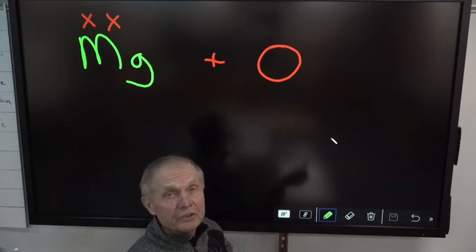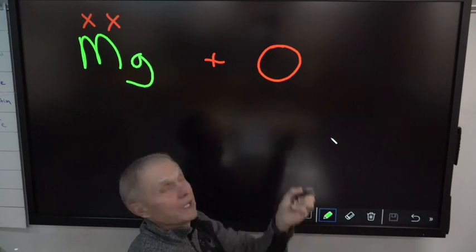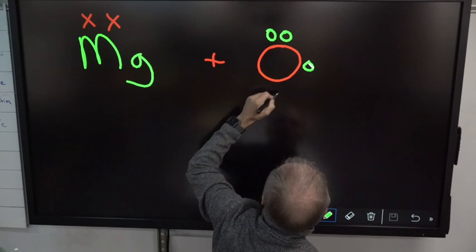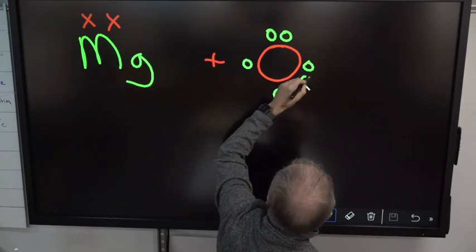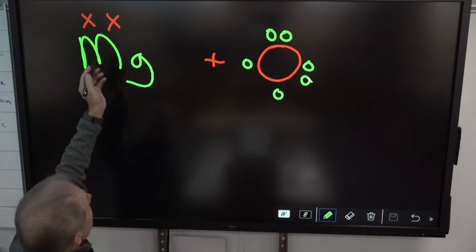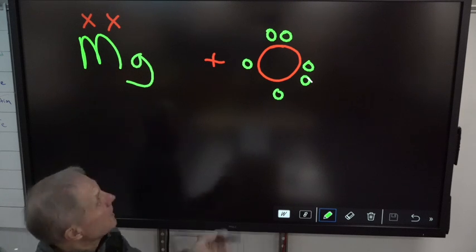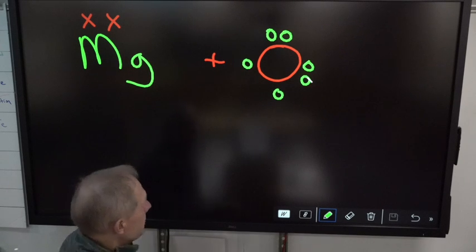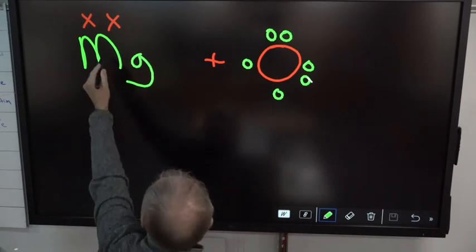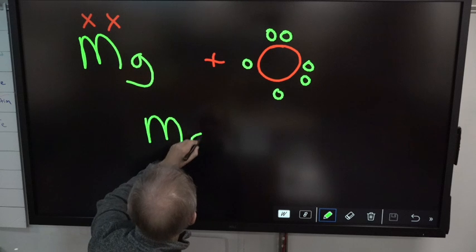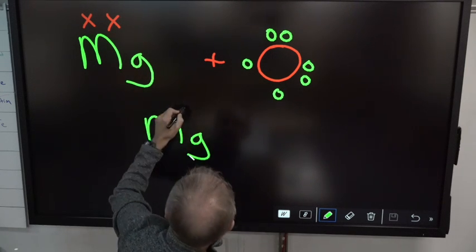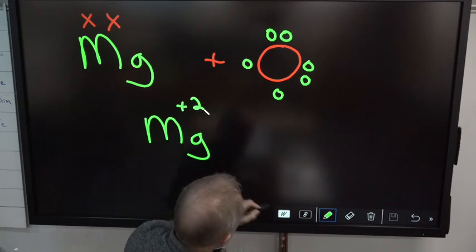Oxygen is in group 16, which means it's got 6 valence electrons. There's your S2, P1, P2, P3, P4. So now I have magnesium wants to lose 2, and oh look, oxygen wants to gain 2. This should be perfect. So we go Mg. It must lose those 2 electrons, so it turns into this, plus 2.